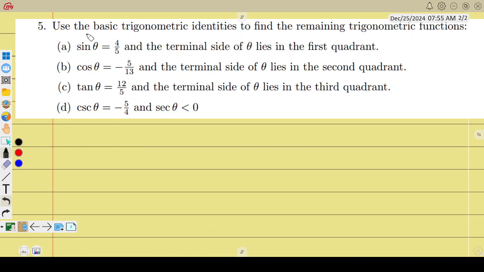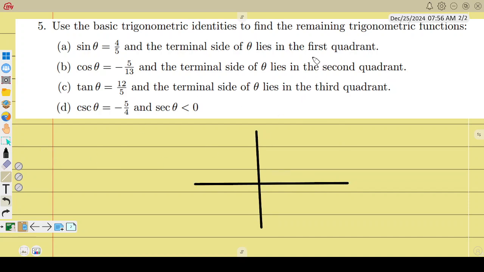They are saying use the basic trigonometric identities to find the remaining trigonometric functions. Like question A, they've given us sine theta is equal to this, and they're telling us that it's in the first quadrant. So we have sine, so you have to find cos, tan, cosec, cot, and sec. There are a lot of them. Some questions are boring and tiresome. I think I won't even answer everything. I'll guide you.